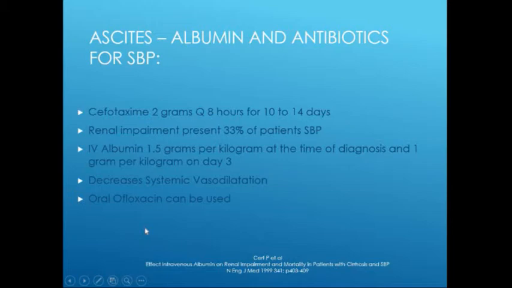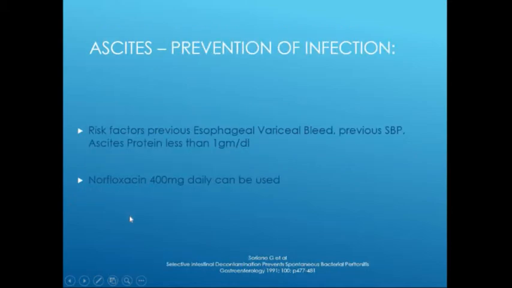Now we're finishing up with the role of antibiotics and albumin in SBP. If you do have somebody that has SBP, defined by greater than 250 absolute white blood cell count on an ascitic tap, the treatment is cefotaxime, 2 grams every 8 hours for 10 to 14 days. You have renal impairment in about 33% of these patients, so they ought to be given albumin 1.5 grams per kilogram at the time of diagnosis and 1 gram per kilogram on day 3. This decreases the systemic vasodilatation, and if you don't want to use cefotaxime, oral ofloxacin can be used.